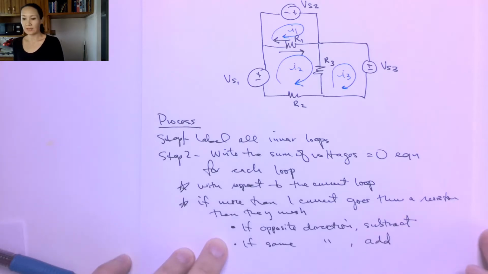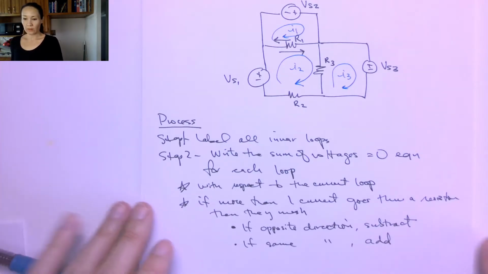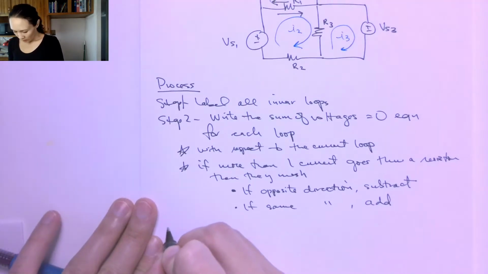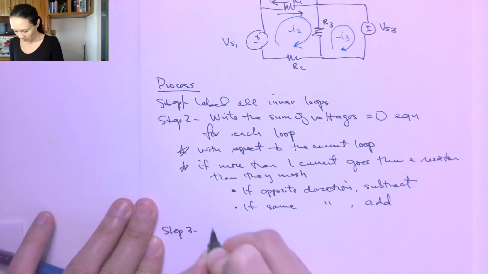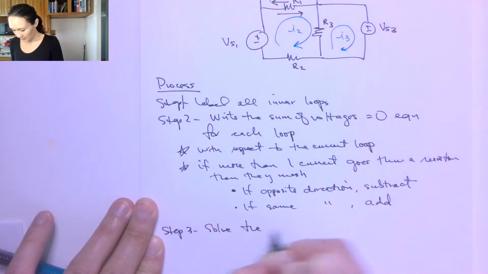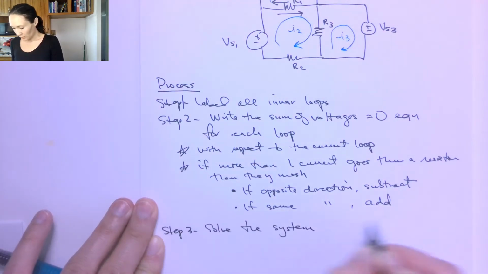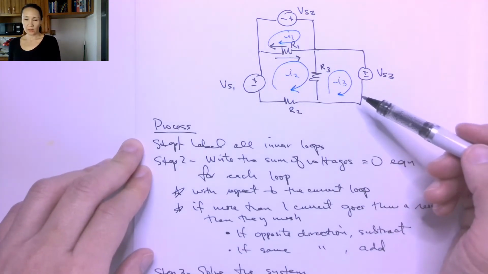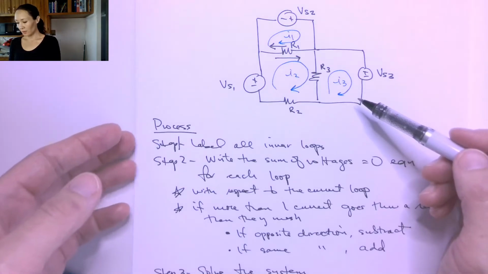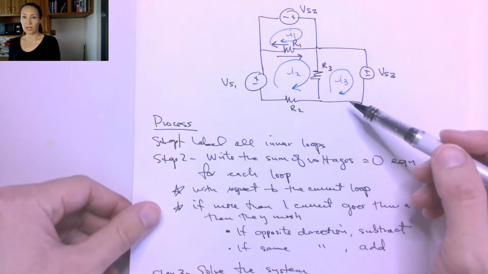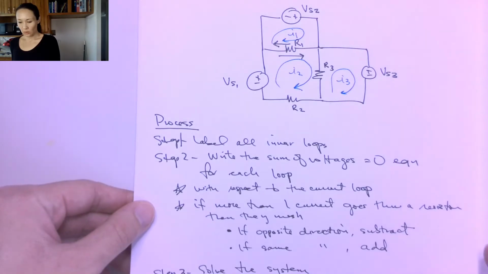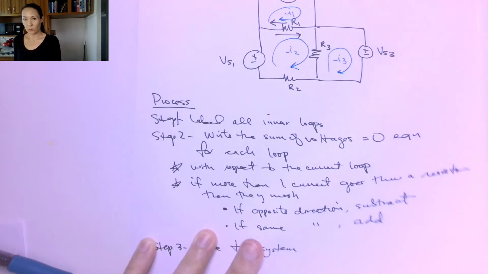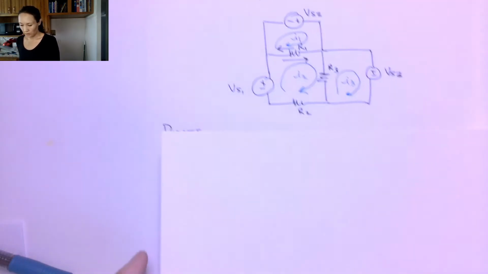All right, so I'll show you how that works. Once we've written all these equations, we're going to solve the system. In this particular example, we'll have 3 equations and 3 unknowns. You can solve the system using substitution, elimination, or matrix algebra, whatever your choice. So let me just go through really fast and show you how we would write these mesh current equations.